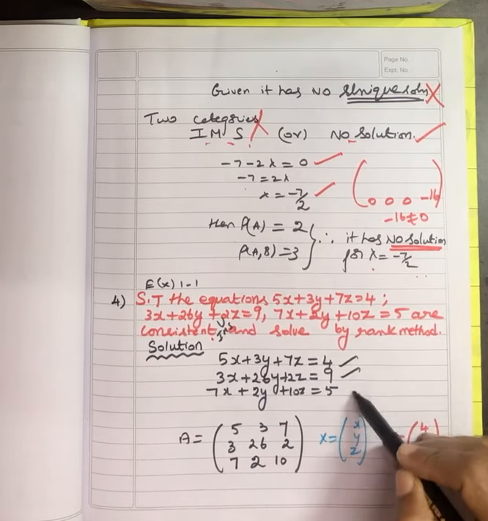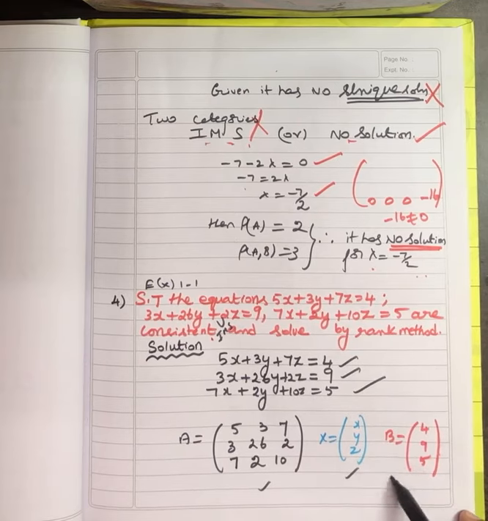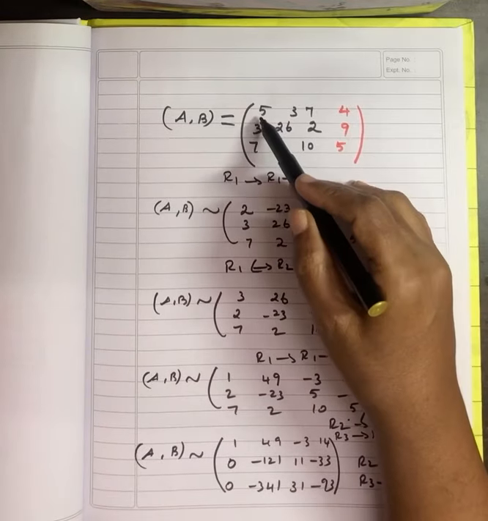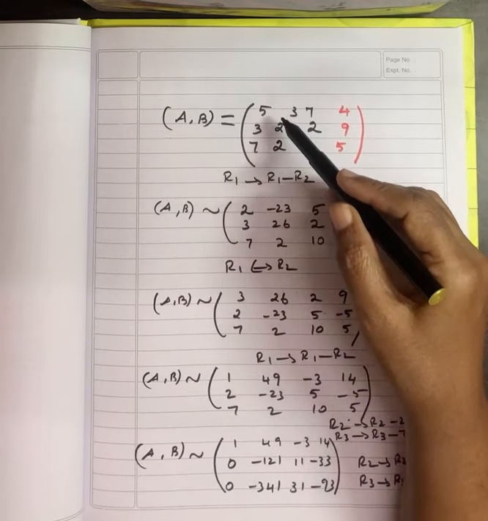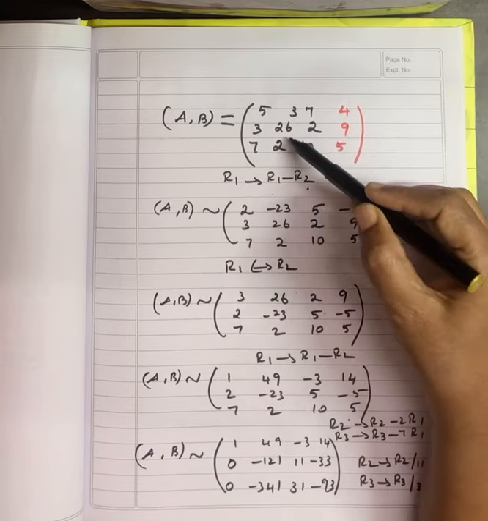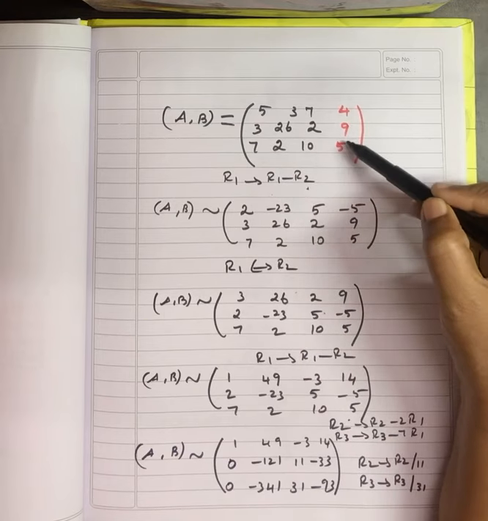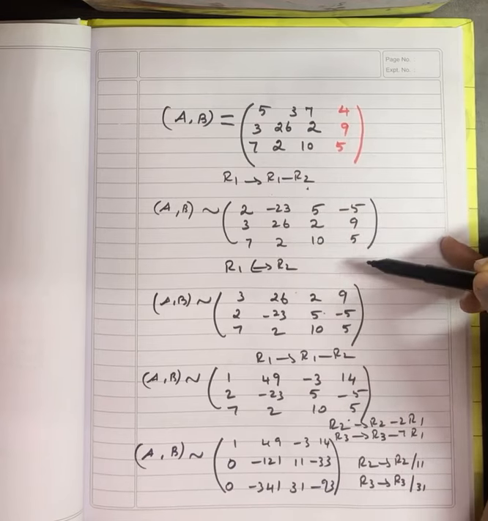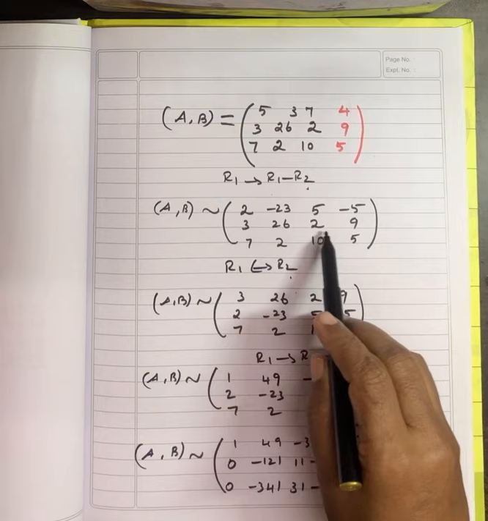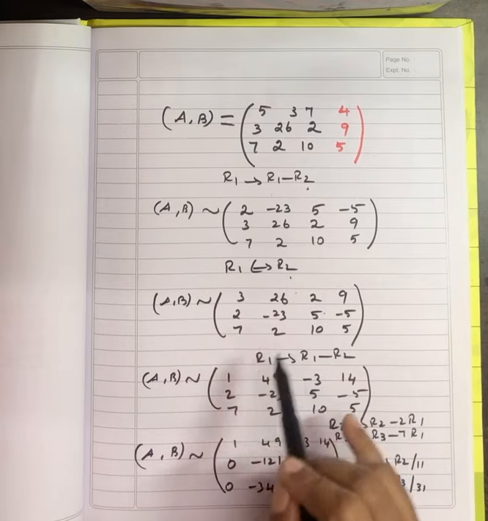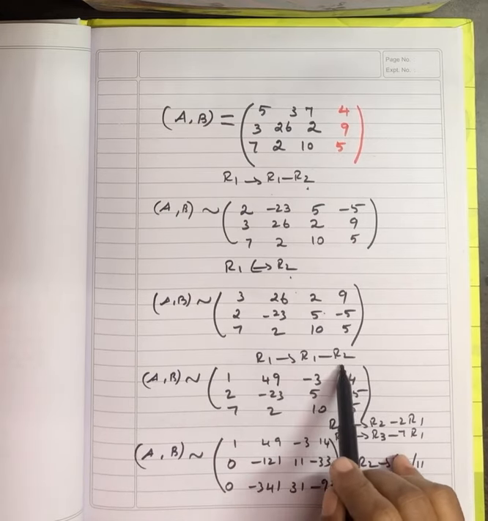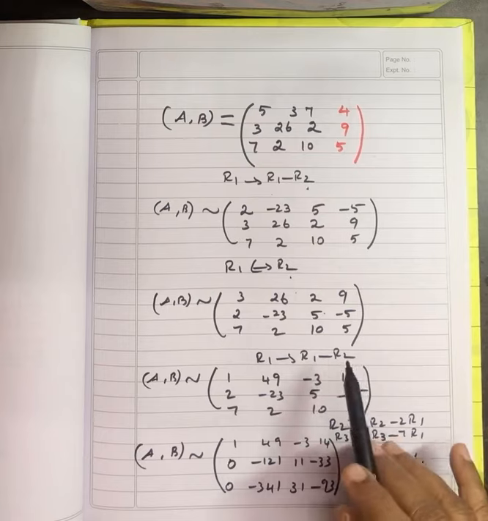So they have given 3 equations. I framed them into 3 matrices. Now I am going to write the augmented matrix. So first number I want to make it 1. So I am going to subtract R1 minus R2. 5 minus 3, 2, 3 minus 26, 7 minus 2, 4 minus 9. Okay. Now R1 interchanging R2. So this 3, 26, 2, 9 will come to the first row. 2 minus 23, 5 and minus 5 goes to the second row. Now one more time you subtract. Any method you can adopt, any method. Okay.